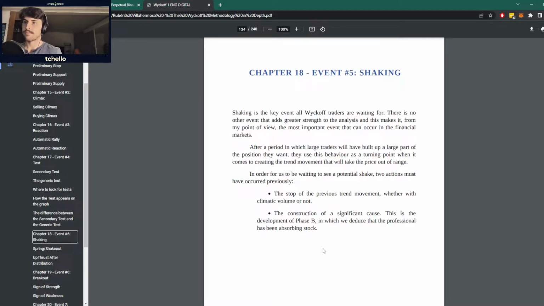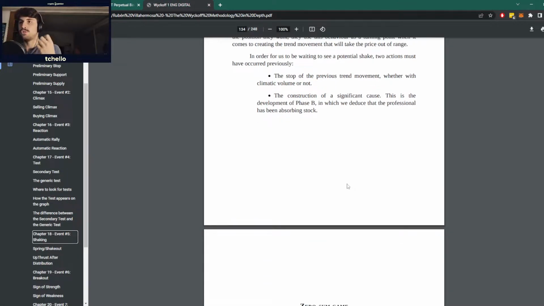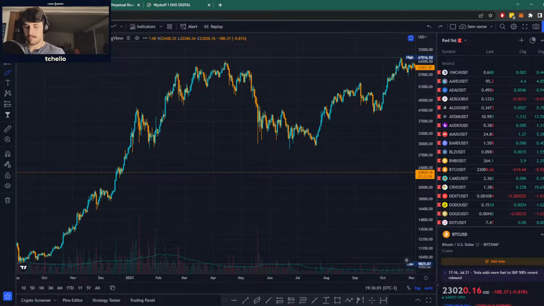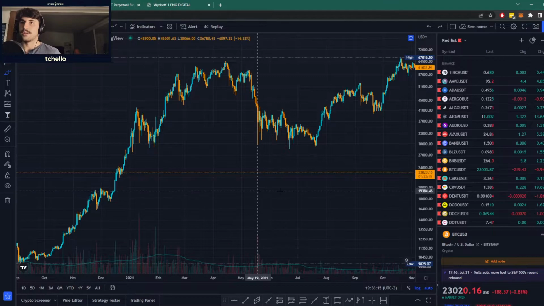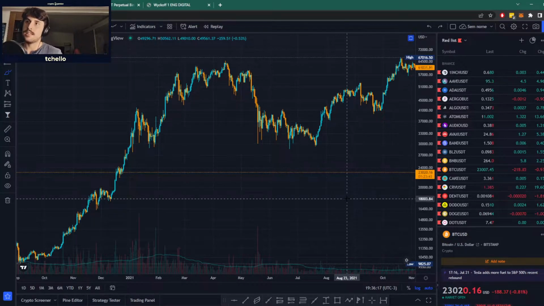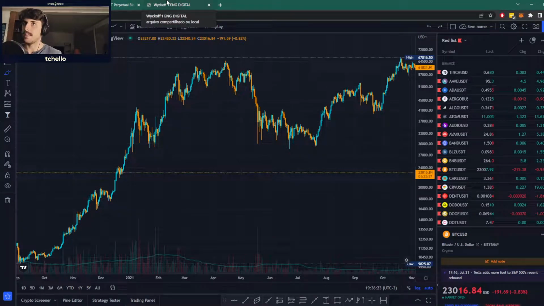And during those times is when the large traders are accumulating that stock or that asset, Bitcoin or whatever. They are accumulating or distributing. So the spring or the shakeout basically means the end of the accumulation or distribution. That is the basic element of the spring.